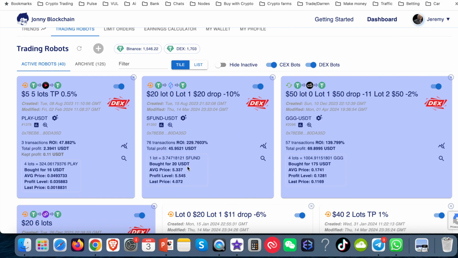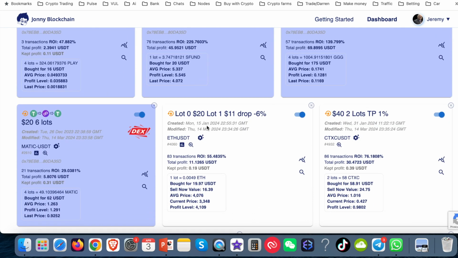Now, I could, if I wanted to, escape out of this because it's made good money, hasn't it? You know, it's got 229%. But again, I don't want to lose money. I'm happy to sit and let this bot wait until it gets into profit. Now, if I wanted to kickstart this bot, I could come in and edit the settings and just add another lot on the bottom.